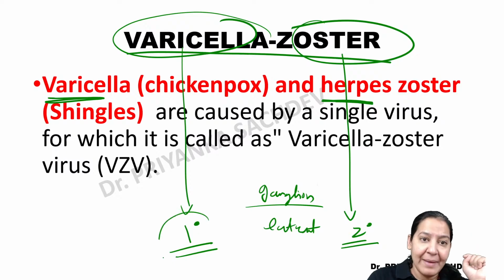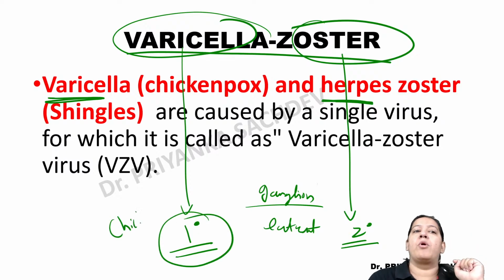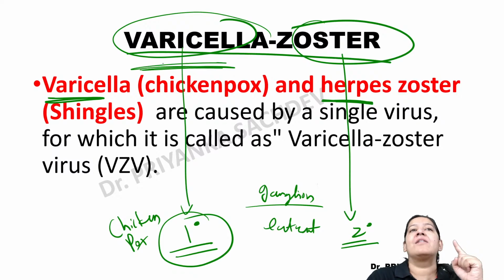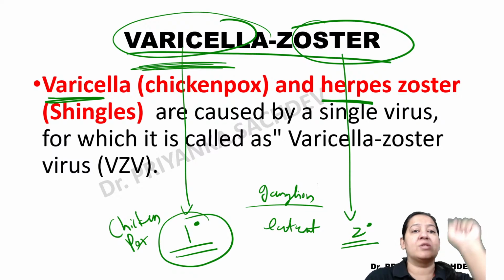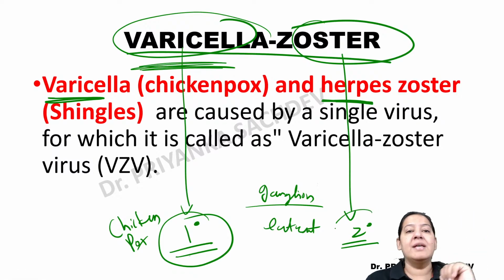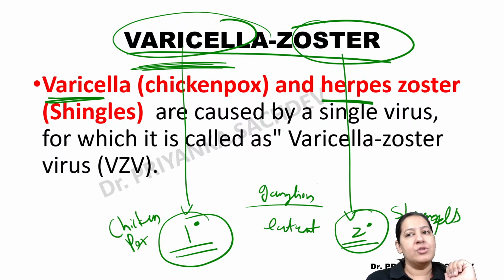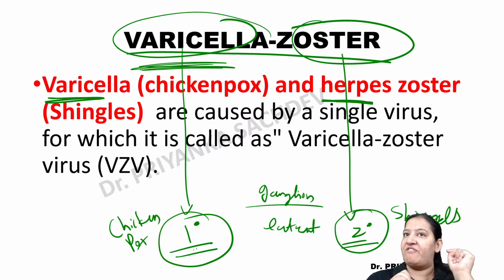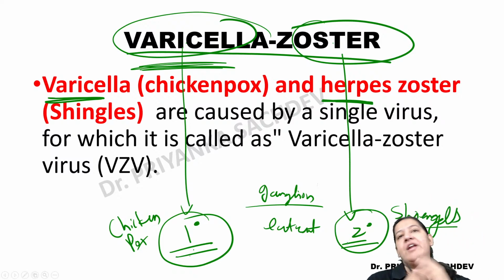Right? So for the primary lesions, the disease is known as chickenpox. It is caused by varicella. The primary infection is caused by varicella. And the secondary is known as shingles. So during reactivation, it is known as shingles, and it is caused by zoster. So varicella causes chickenpox, which is the primary infection, and zoster causes shingles, which is the secondary infection.